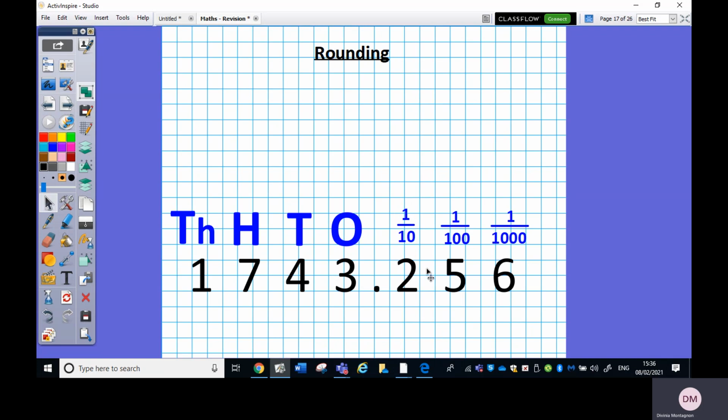After the decimal, we have tenths, which means that 1 whole has been split into 10 equal parts, and we're talking about 2 of those equal parts. In the next column, we have hundredths, which means that 1 whole has been split into 100 equal parts. In this case, we're looking at 5 of those 100 equal parts. And then the 6 is thousandths, which means that 1 whole has been split into 1,000 equal parts. And we're talking in this case about 6 of those.